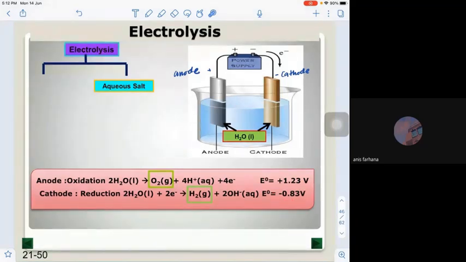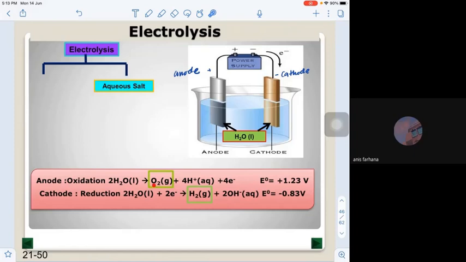But remember that this is an electrolytic cell, so it will be opposite to that. So when we have H2O here, the oxidation will happen at the anode. We know that. So the oxidation of H2O will go to the anode and undergo oxidation.